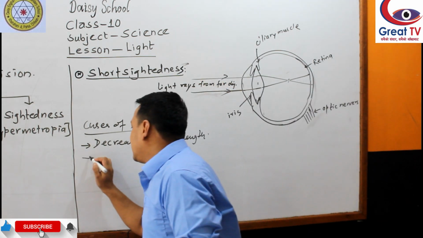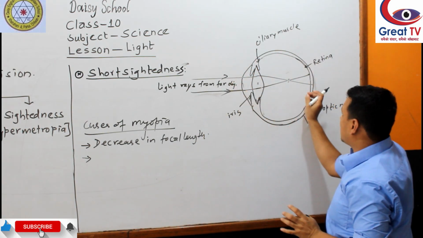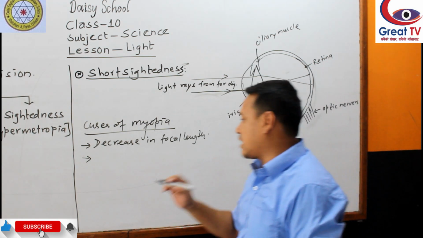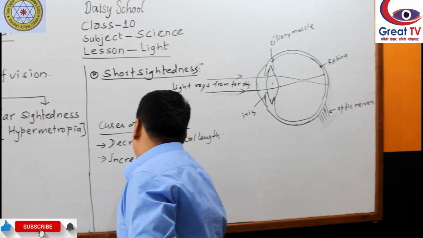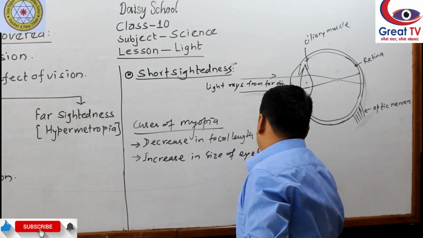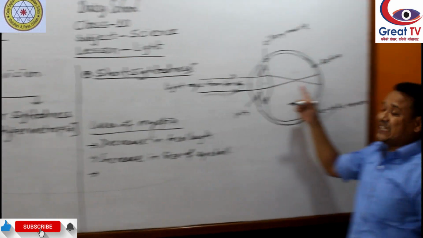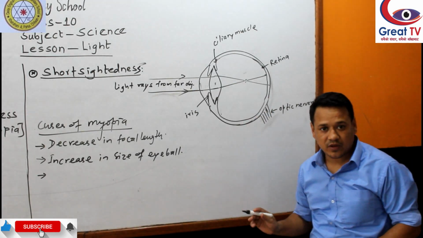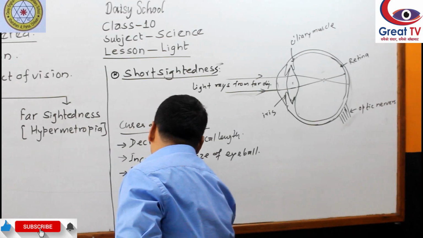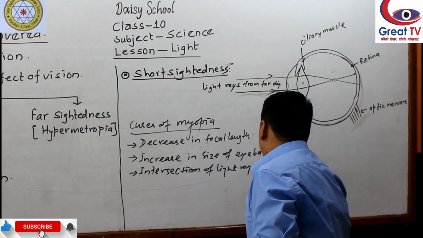Similarly, another cause is an increase in the size of the eyeball. The size of the eyeball increases, because of which the intersecting point is left inside the eyeball. That's why the second point is increase in size of the eyeball. The third one is intersection of the light rays before the retina.